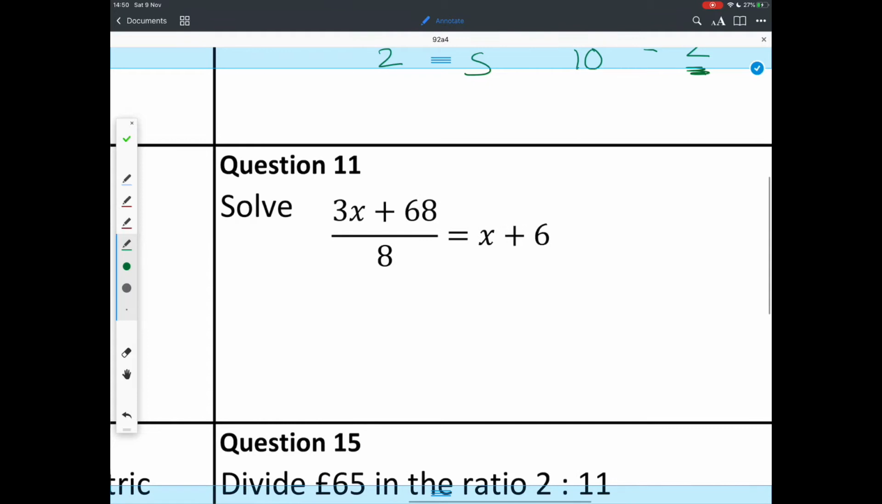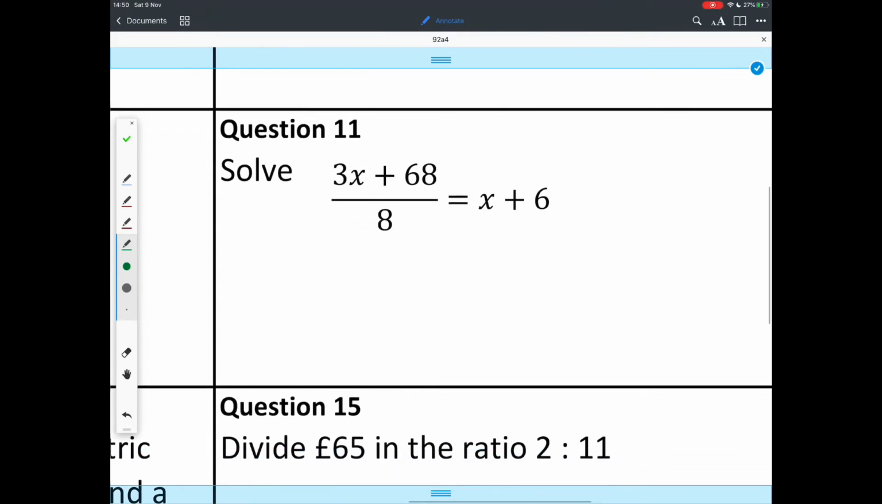Question 11. I need to solve this, okay? So I'm looking for working out what the value of x is. Now, I've got a fraction. If I can get rid of the fraction, that's got to be useful. So the first thing I'm going to do is multiply both sides by 8. And that will give me 3x plus 68 equals 8 lots of x plus 6.